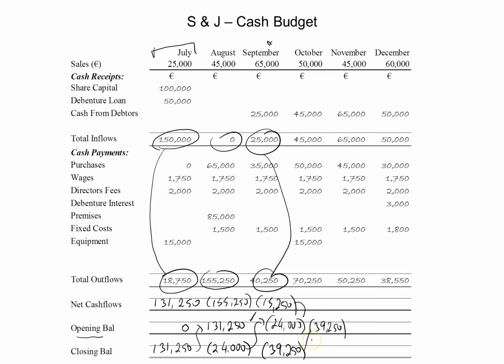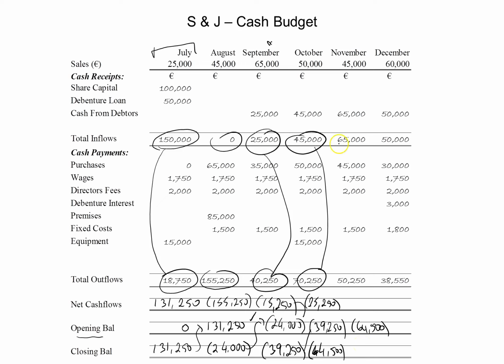and the situation is getting worse in October. 45,000 projected to come in, 70,250 projected to go out, so that gives us a negative 25,250. So now the rolling total becomes a negative 64,500 rolling into November. So starting off the month of November with a negative 64,500.